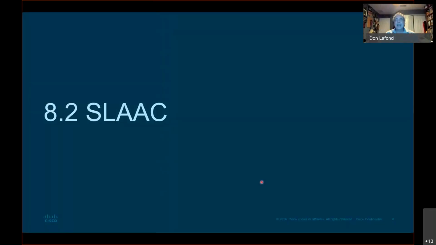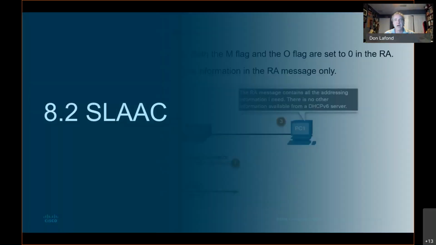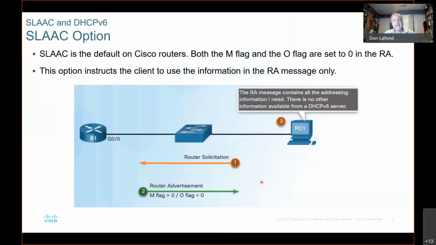So let's talk in depth about SLAAC first. That's the auto configuration. SLAAC is the default on Cisco routers. Both the M flag and the O flag are set to 0 in the router advertisement. This operation instructs the client to use information in the router advertisement message only. The router advertisement message contains all of the address information I need. There is no other information available from the DHCP server.